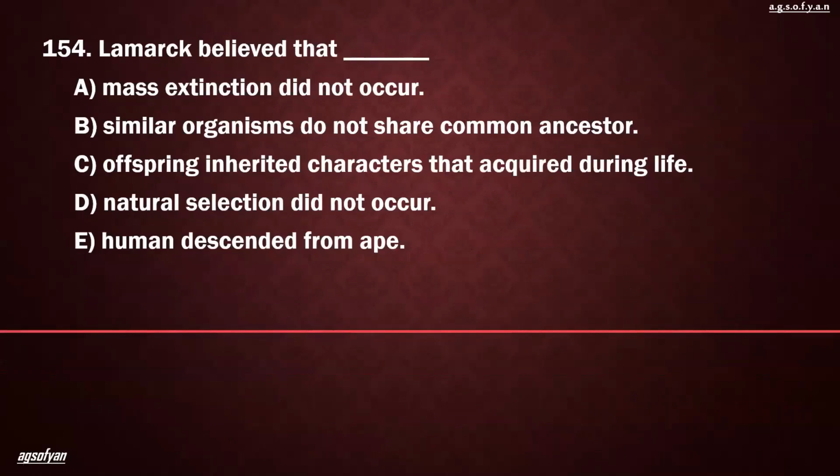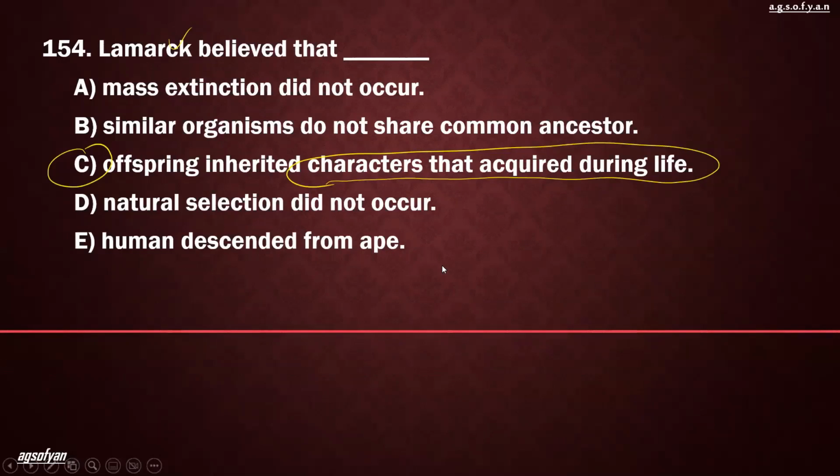Okay, now I think we have this one. Lamarck believed that A, B, which one is actually not correct? That belief is not correct according to our knowledge. Oh, C. Characters acquired during life are not inherited, but Lamarck believed that one. Okay, that's the difference between Lamarck and Darwin.